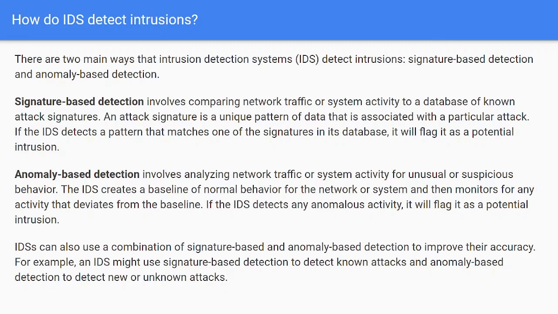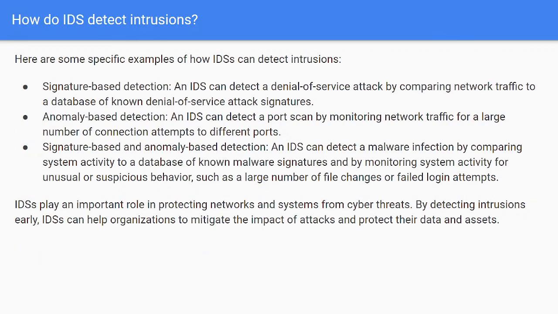So the signature-based can be used to detect known attacks, while the anomaly-based can be used to detect new or unknown attacks. So here are some examples. For signature-based, an IDS can detect a denial of service attack by comparing network traffic to a database of known denial of service attack signatures. So it's comparing the network traffic to a database of known denial of service attack signatures. There are different denial of service attack signatures you can compare to.